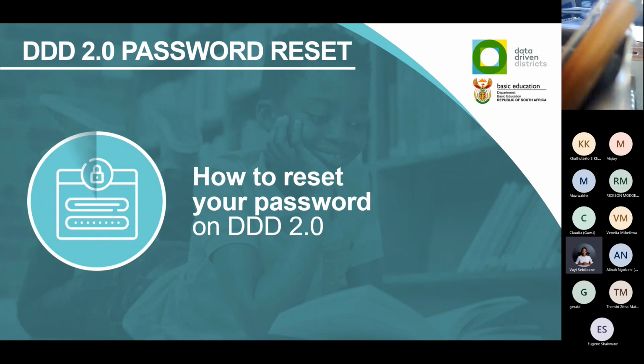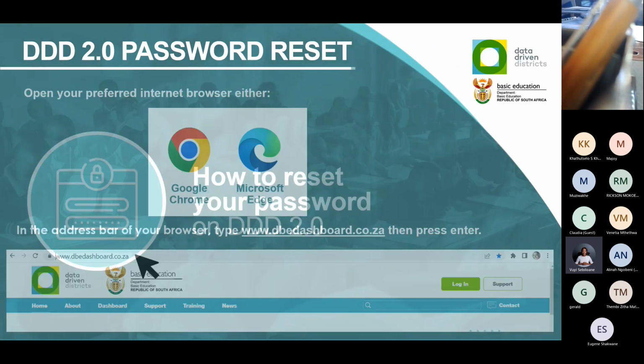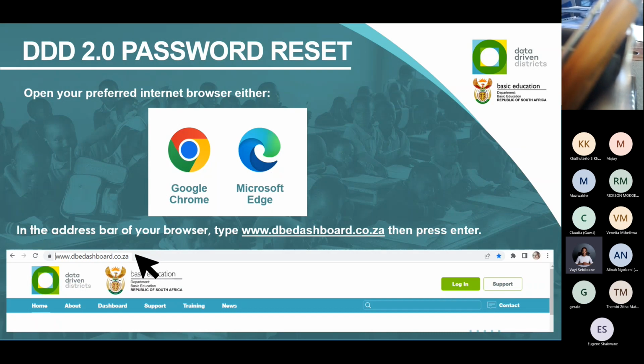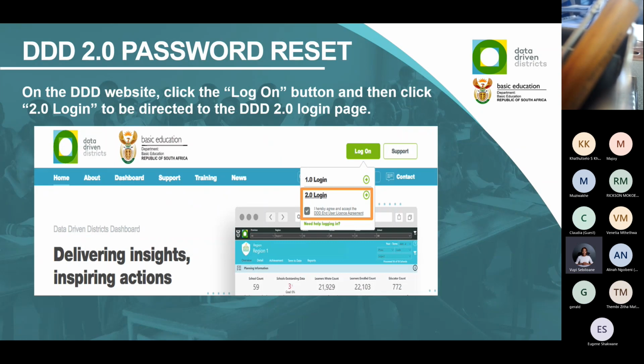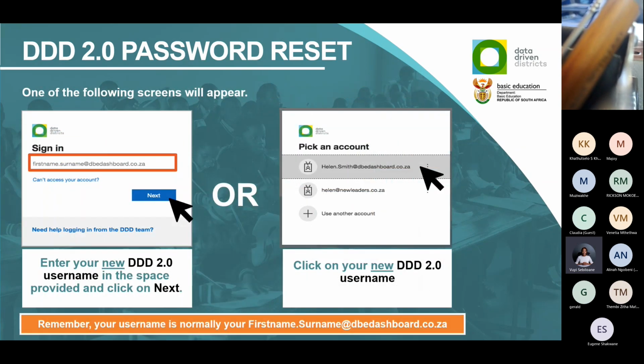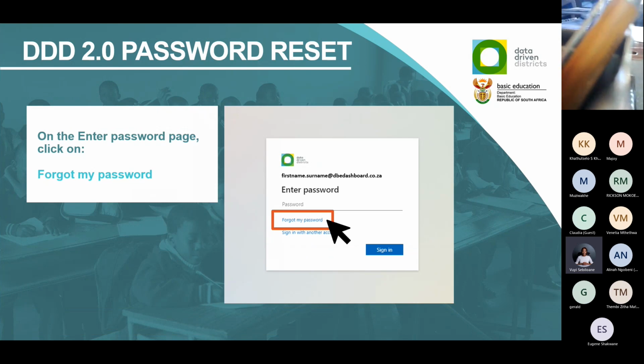Right, and then if you need to reset your password, let's say you have logged in already, but you have forgotten your password, this is how you will do it. You will go back into your preferred internet browser. You will click on DDD 2.0 login, and then you will select the account of DDD 2.0. So you will select the one that says your name, your surname at dbe-dashboard.co.za. And then you will click on forgot my password once you reach the next page.